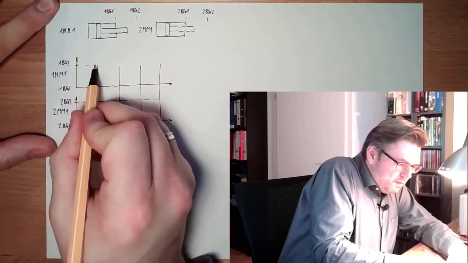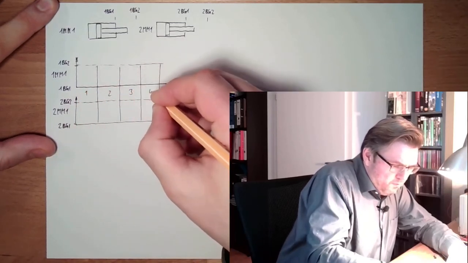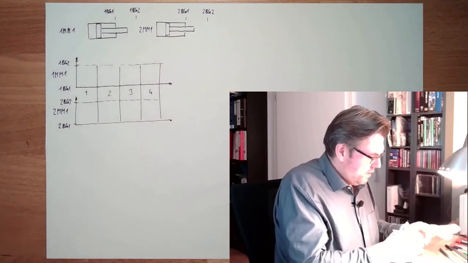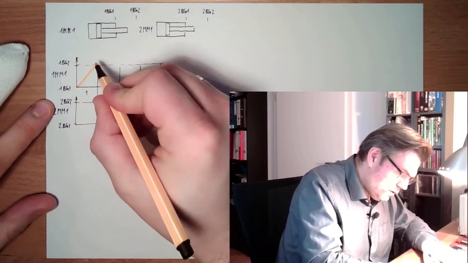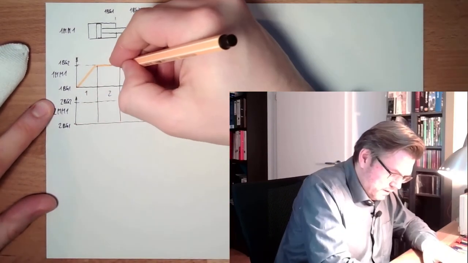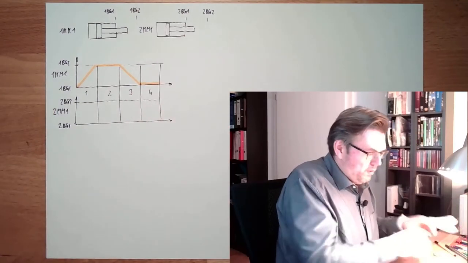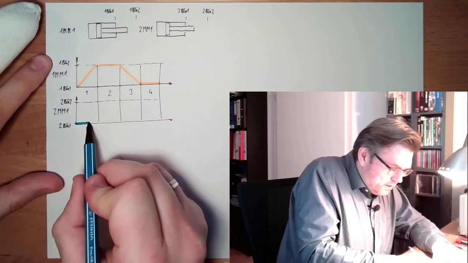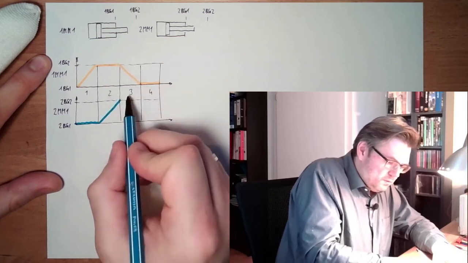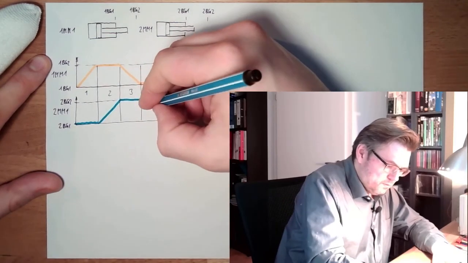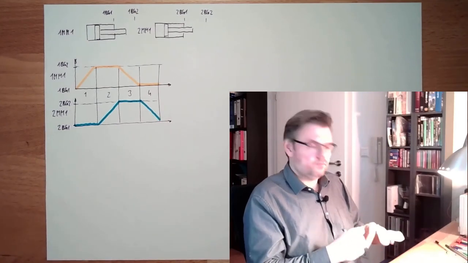There shall be four steps: 1, 2, 3, 4. And the movement shall be, first, the first cylinder shall go out, then it shall stay out, then it shall go in, and shall stay in. And the movement pattern of the second cylinder shall be, it shall stay in. When the first one is out, it shall go out. If this is out, this will go in. If this is in, it will also go in. This is our control task.